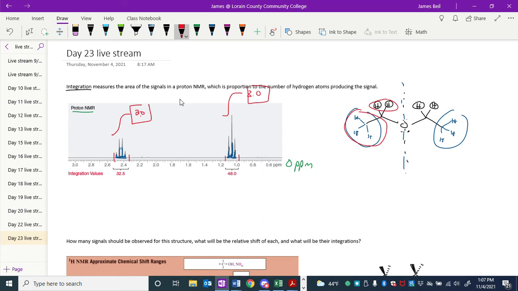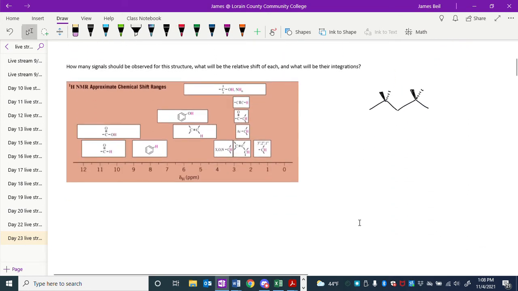It's really just a ratio or relative amounts of hydrogens because it's a ratio or relative areas or integrals or area under the peak. So you definitely want to be able to recognize that the area of the signal relates to the number of hydrogens producing the signal. And if you're given an NMR, be able to relate that to the structure of the molecule, as well as if I give you a structure, be able to determine what the relative integration should be for the peaks.